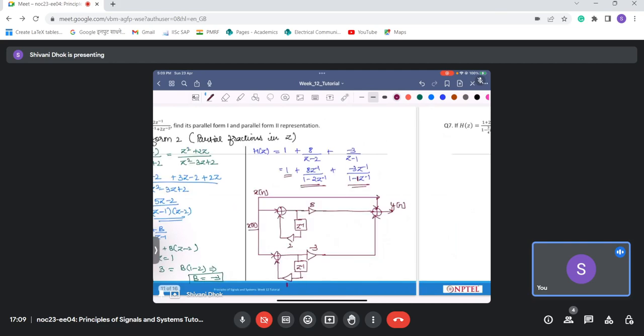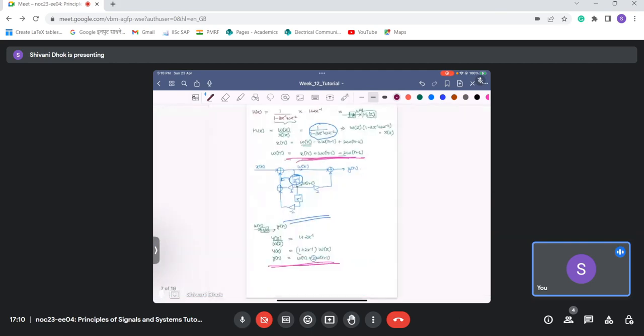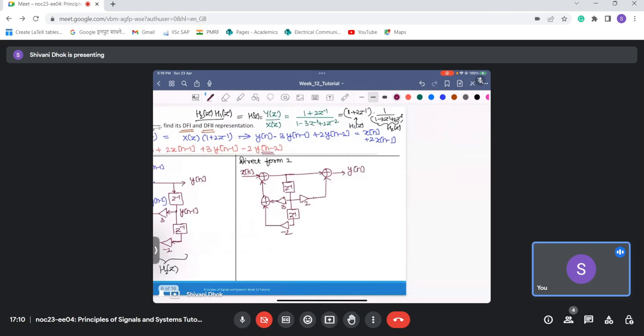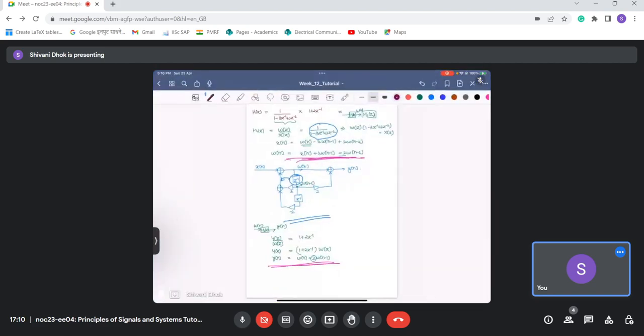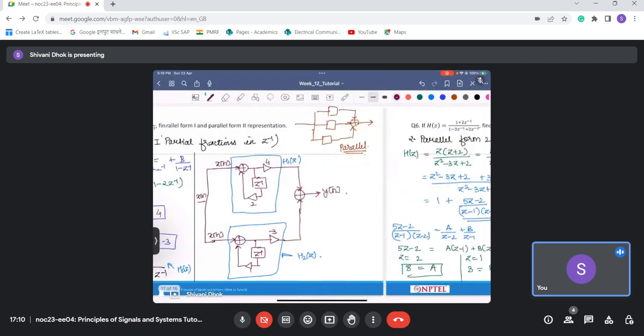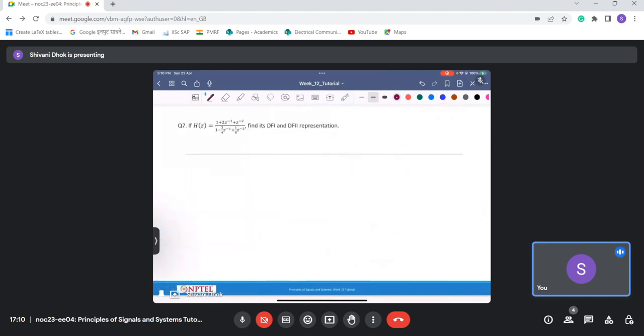So this was the one example for this direct form, all the representations. I'll take one more example, the last example, for the system representations. And again, for all the 7 forms, we will represent the system using all the 7 forms of realizations. So the first one that we have is direct form 1 and direct form 2.